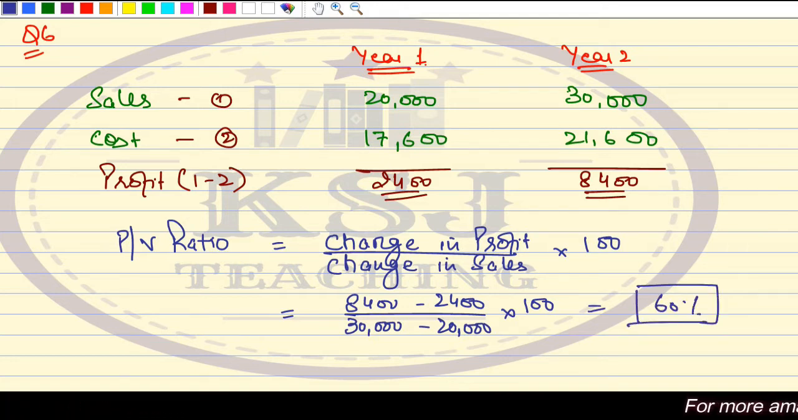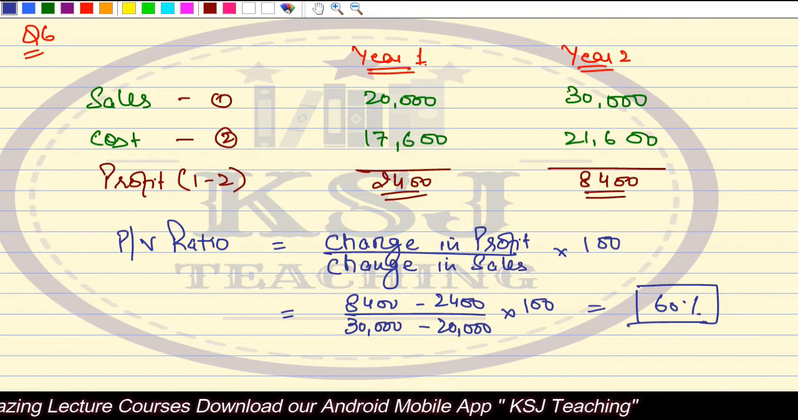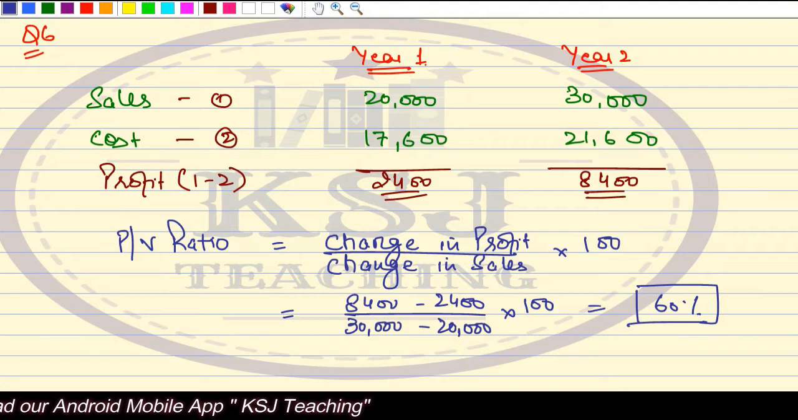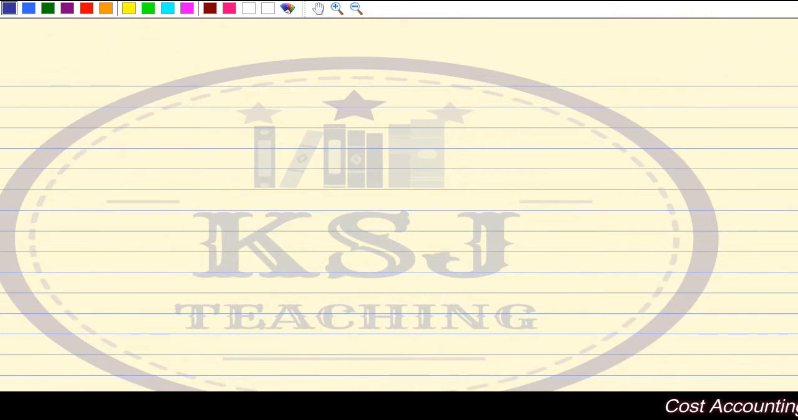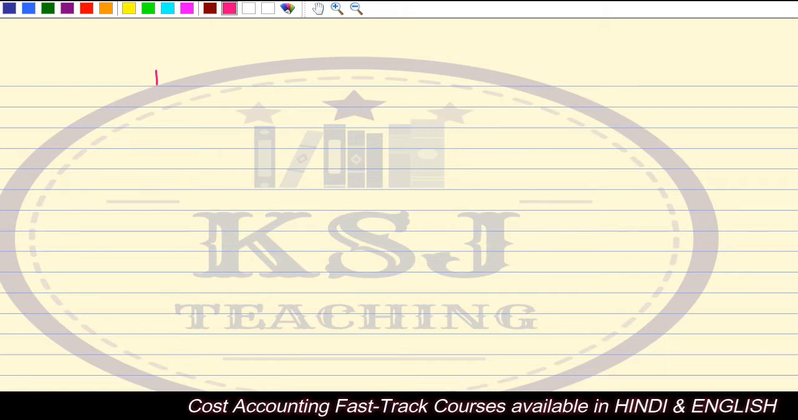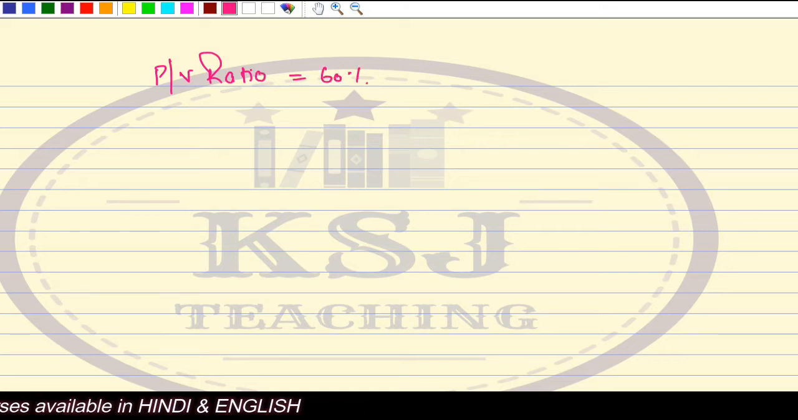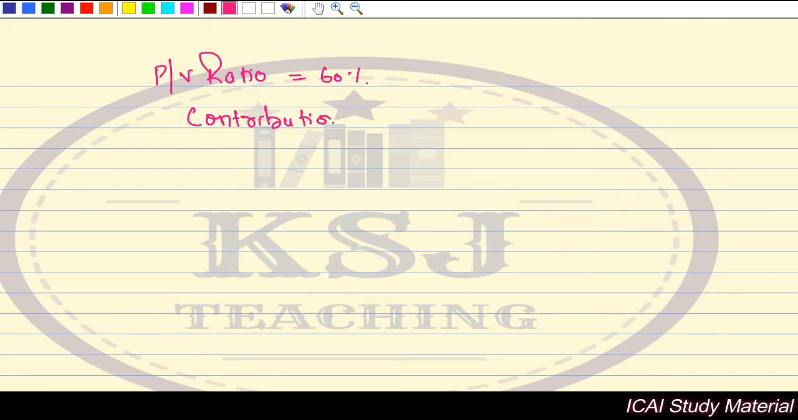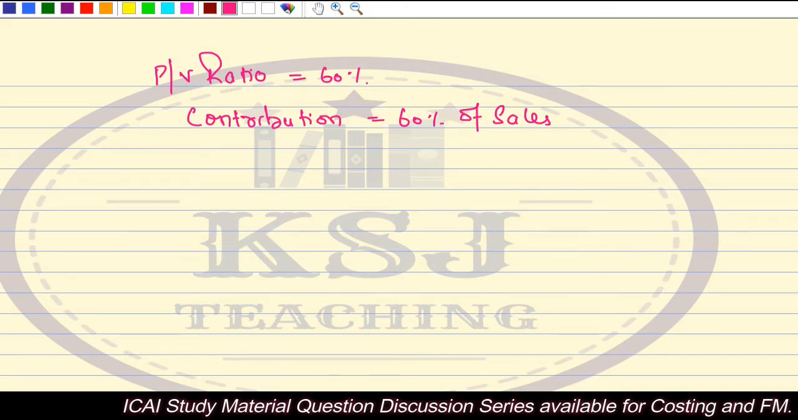Correct, sir. Now, if you want to calculate the break-even sales, we can calculate it using fixed cost and PV ratio, isn't it? So PV ratio, we have got it, sir. Now, how to calculate fixed cost, sir? What is the meaning of PV ratio? If we say PV ratio is equal to 60%, that means contribution is equal to 60% of sales. Isn't it?